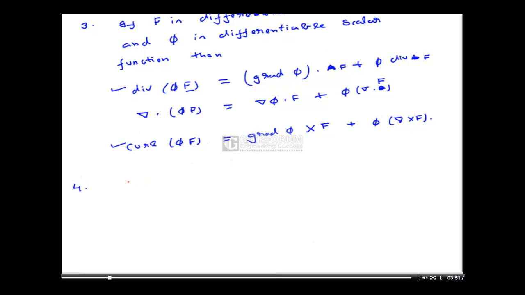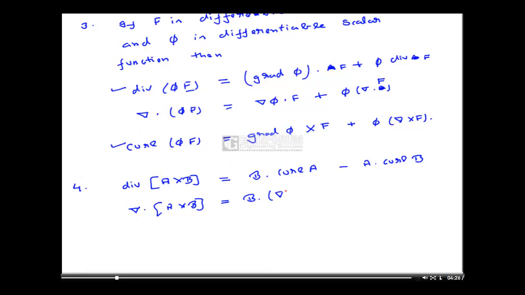Fourth one: divergence of A cross B, where A cross B is the cross product, is equal to B dot curl A minus A dot curl B. Okay. So that is the fourth vector identity.